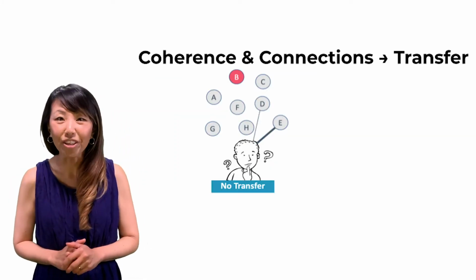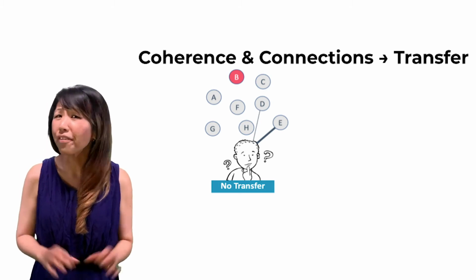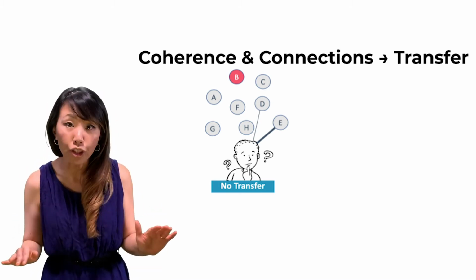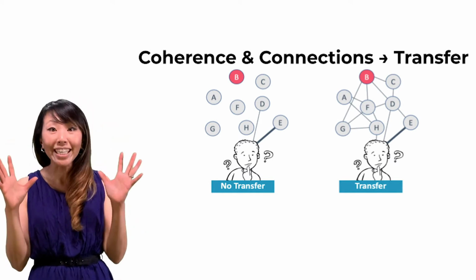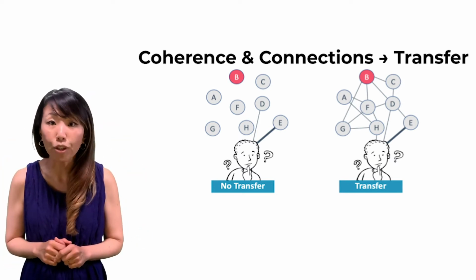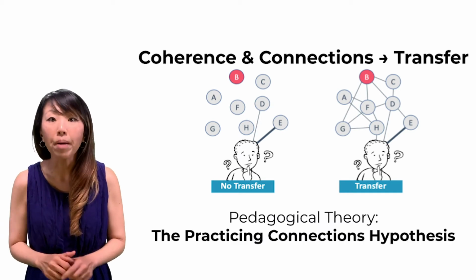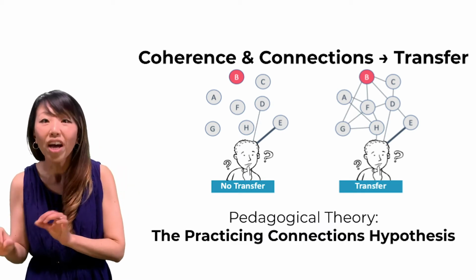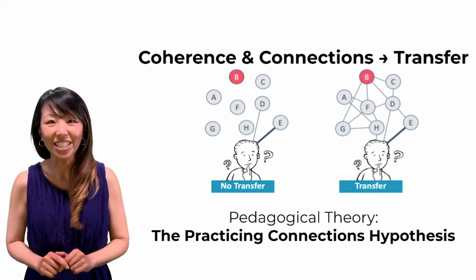Based on research in the learning sciences, we know that when students have few connections, they're unable to transfer. But when students have many connections, they're far better at it. So if we want students to come away with transferable knowledge, we need to help them practice making connections. We call this the Practicing Connections Hypothesis.